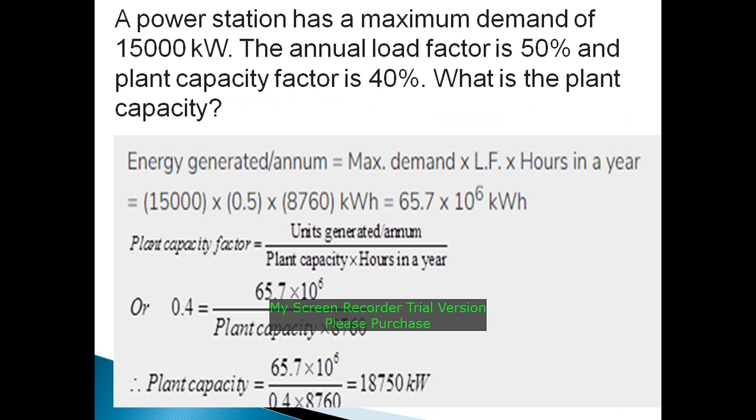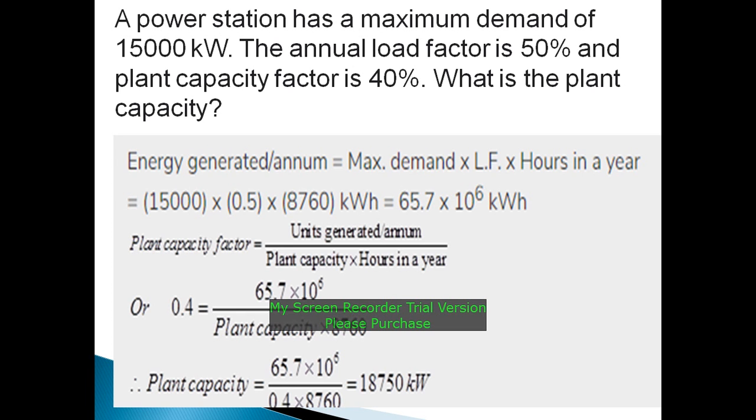Next, a power station has a maximum demand of 15,000 kilowatt, the annual load factor is 50% and the plant capacity factor is 40%. What is the plant capacity? It is also a similar problem. Energy generated per annum is equal to maximum demand times load factor times number of hours. So maximum demand is 15,000, the load factor is 0.5 and number of hours in a year is 8760, and the final answer, energy generated per annum, is 65.7 into 10 power 6 kilowatt hour.